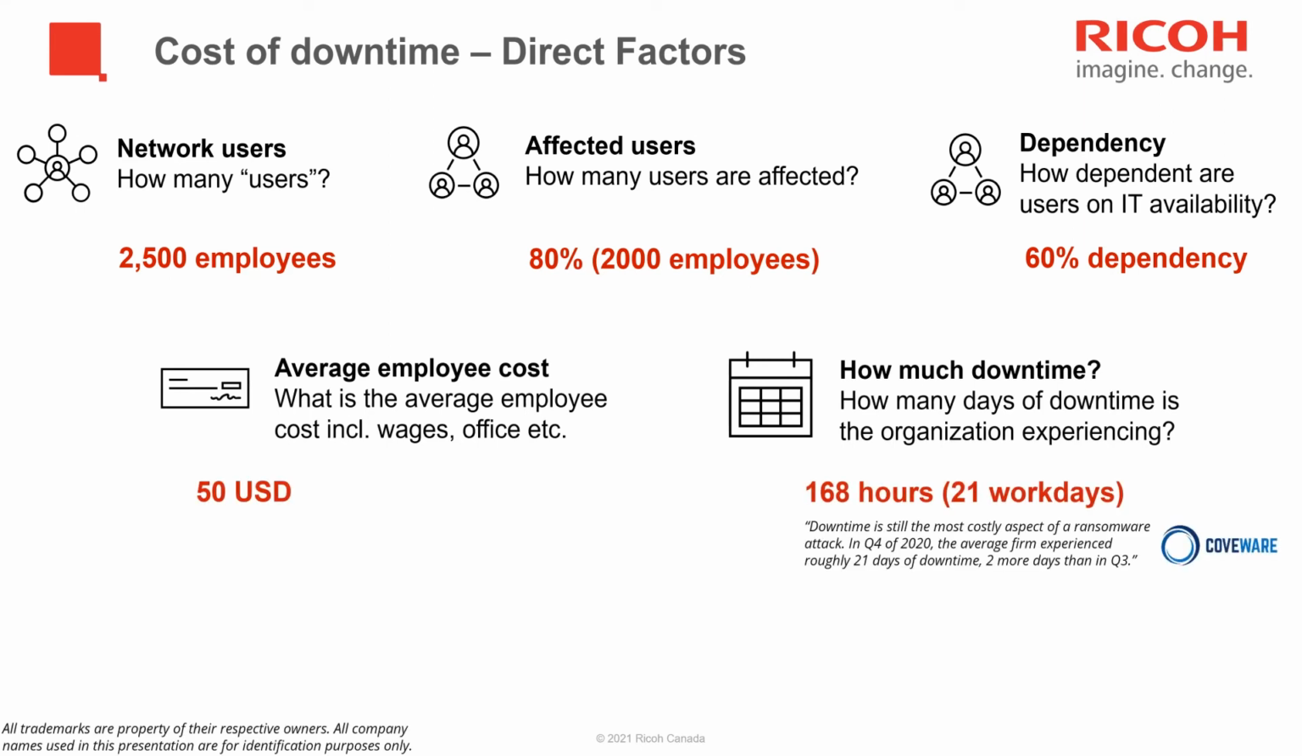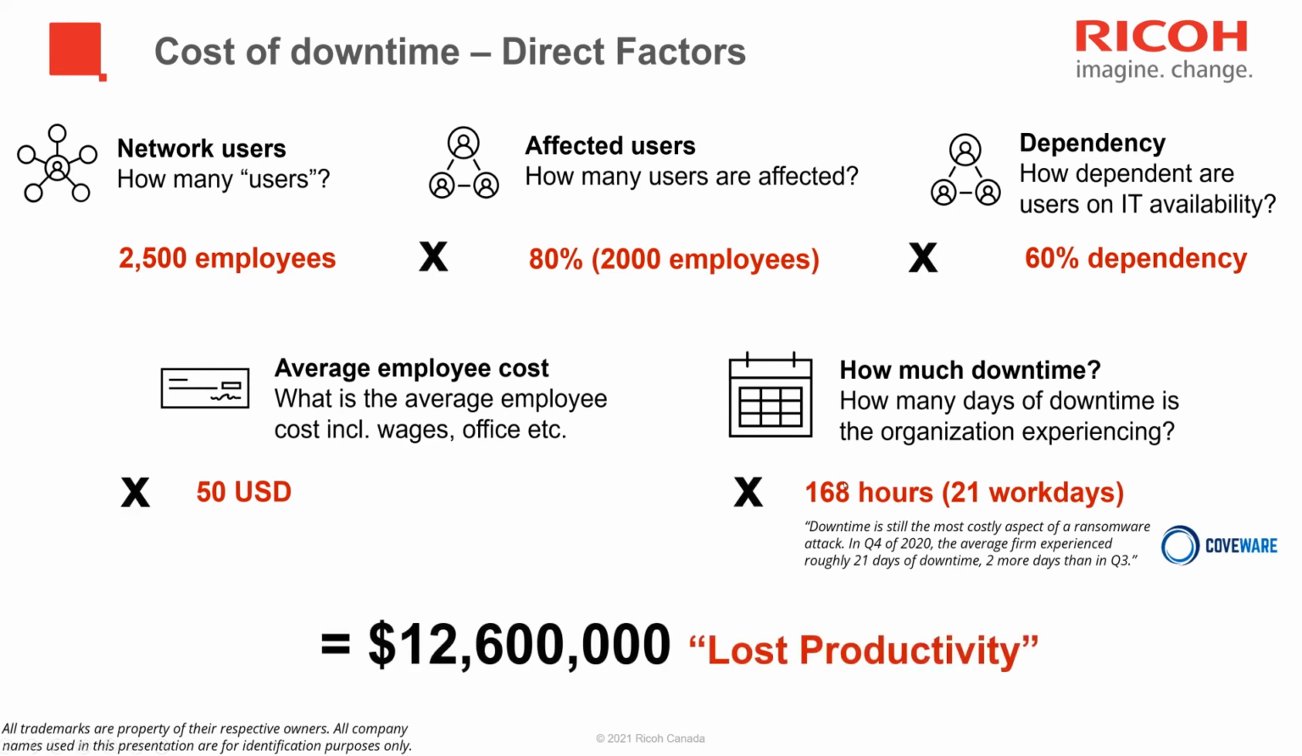We estimate the average employee cost to be $50 US. This is social, insurance, holiday payment, cost of office, cost of IT. And then we assume the average amount of downtime that organizations suffer when they have ransomware, which is 21 work days on an 8-hour working day. That's 168 hours. The cost of downtime, the lost productivity alone is over $12 million, as you can see here.